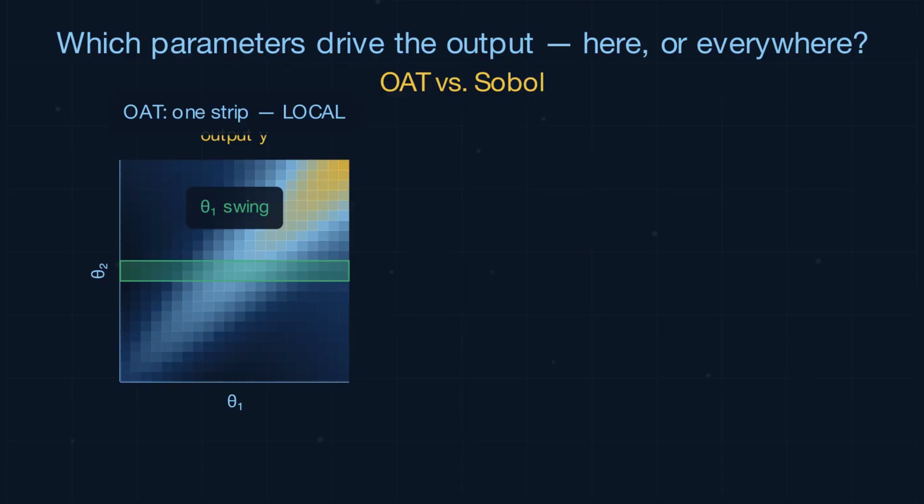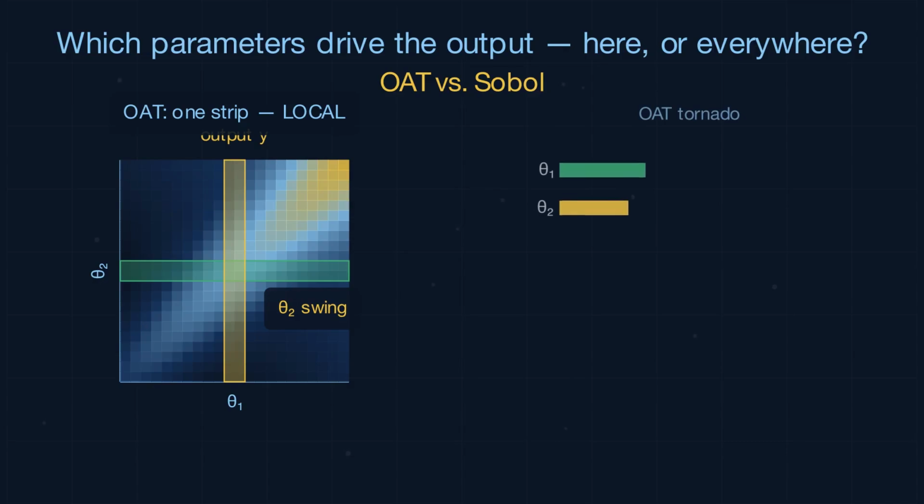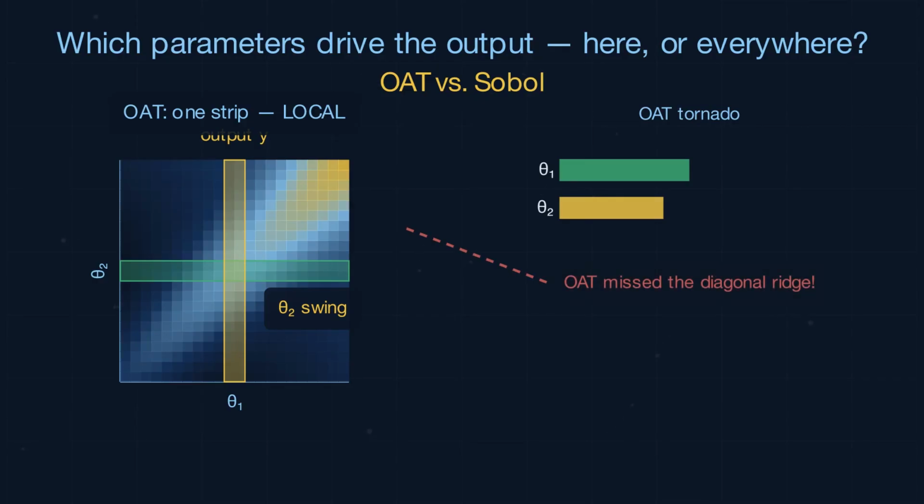1 at a time sensitivity, or OAT. Pick a point, the calibrated configuration. Walk a thin strip along the θ1 axis, holding θ2 fixed. The height range along that strip is the OAT swing for θ1. Do the same along θ2. Rank the swings in a tornado chart. OAT geometry is local. It tells you which parameter matters at this spot.